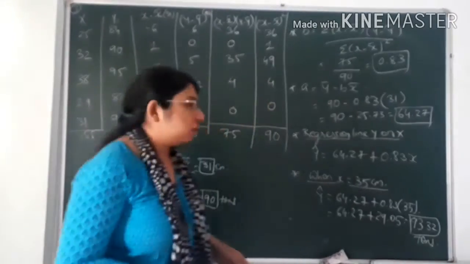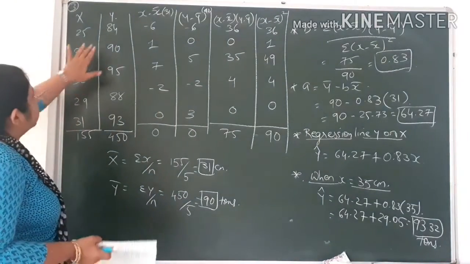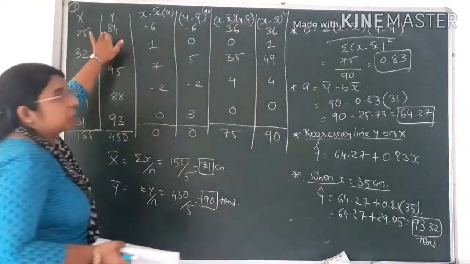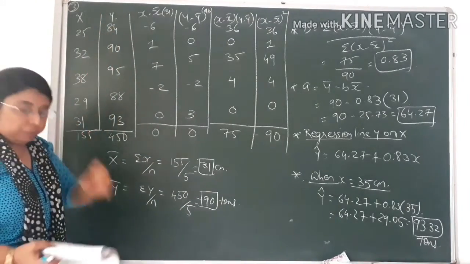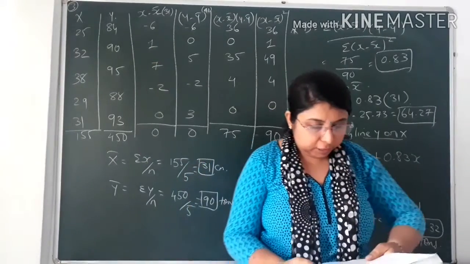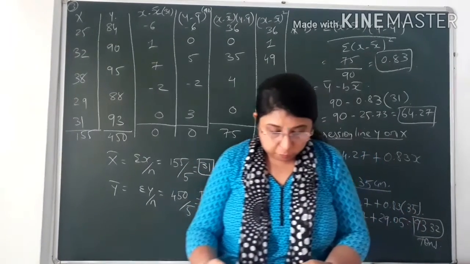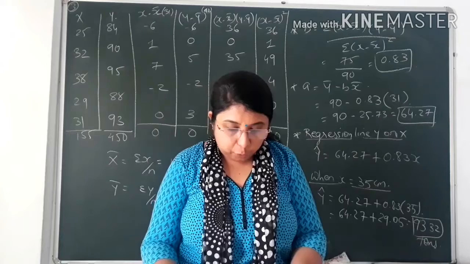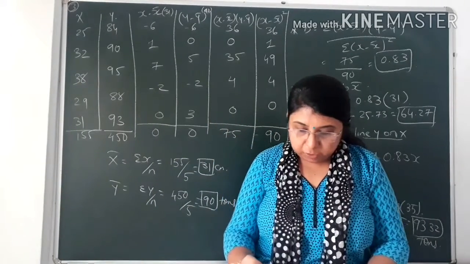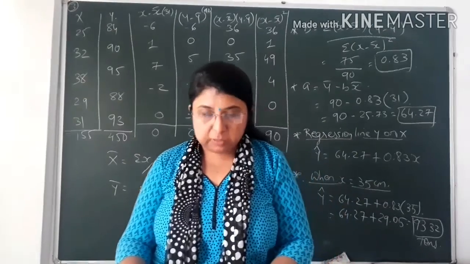Average rainfall, that is in centimeter, I have taken as x, and the crop, which is given in tons, I have taken as y over here. Now what we have to find out: the data of 5 different average rainfall values has been given to you. Find the regression line of production of crop on rainfall and estimate the crop if average rainfall is 35 centimeter.